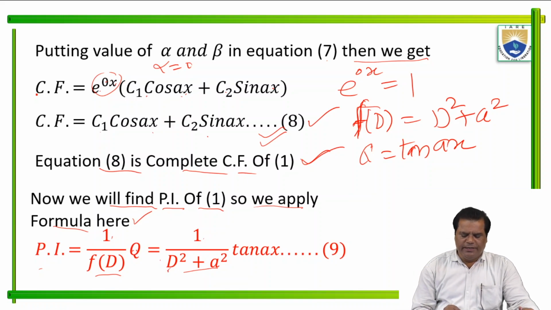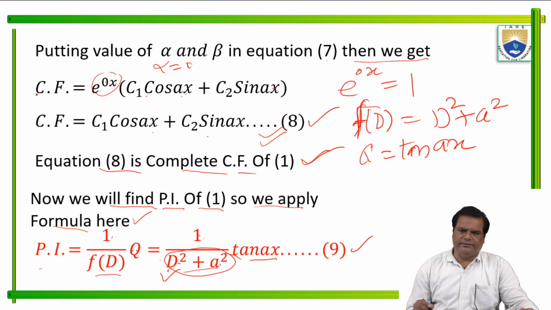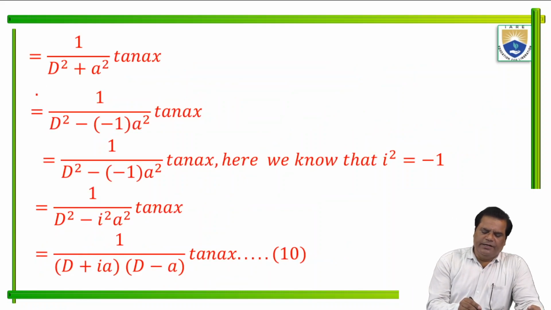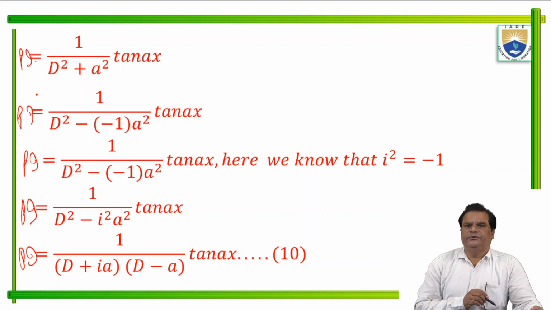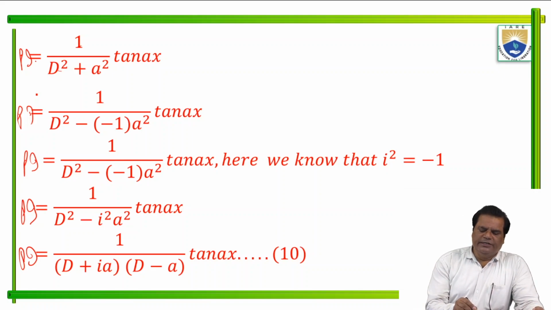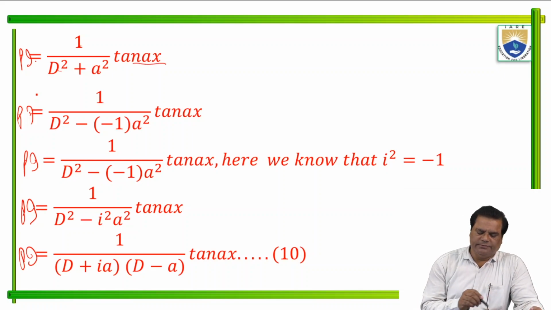So here I am putting 1 upon D square plus a square, this is F(D), into sin(ax). This is equation 9. This side is PI, the particular integral. So PI equals 1 upon D square plus a square, sin(ax).